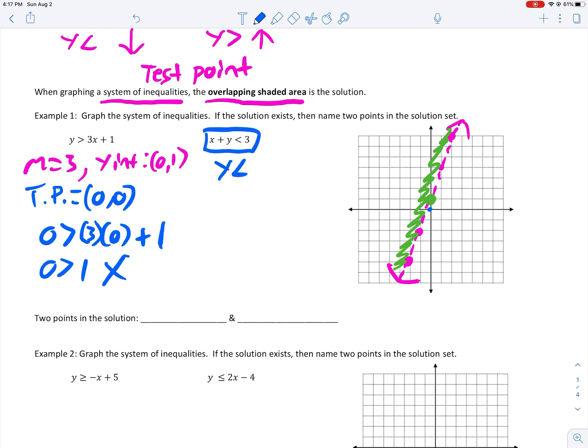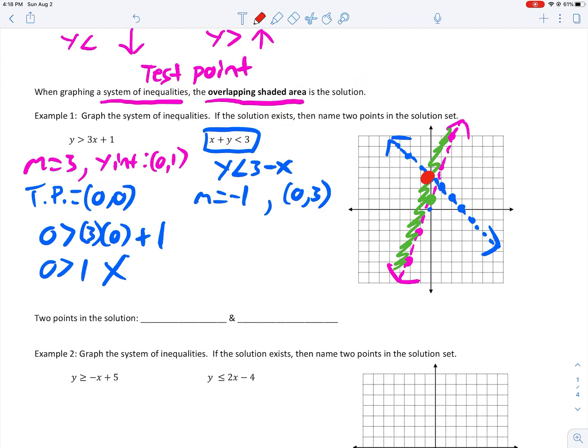So now this next graph, which I'm going to do in blue, is in standard form. So I'm going to subtract x. My slope is -1, and it's been shifted up 3. So 1, 2, 3. My slope is -1, so down 1 over 1, down 1 over 1. And this one is also going to be dashed.